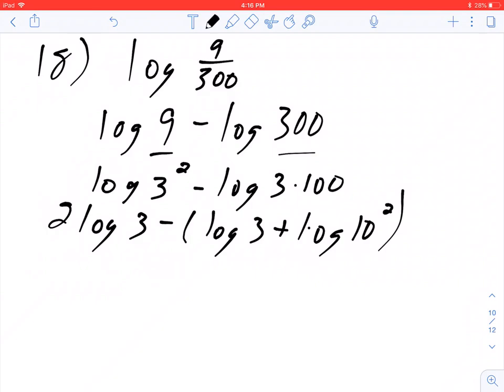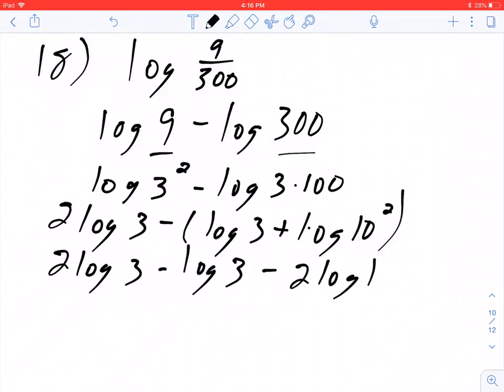Now, you'll see why I did this in a second. So we have 2 log of 3 minus log of 3, and then it's actually going to be minus 2 log of 10. So I distributed this negative. Let me highlight it here. I distributed this negative to this and to that. That's how we got the negative log 3 and the negative 2 log 10.